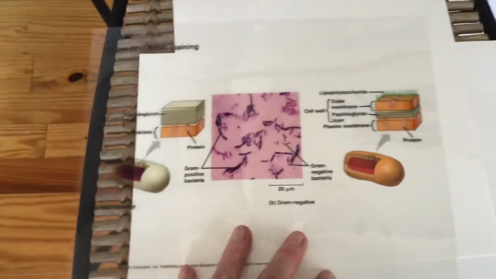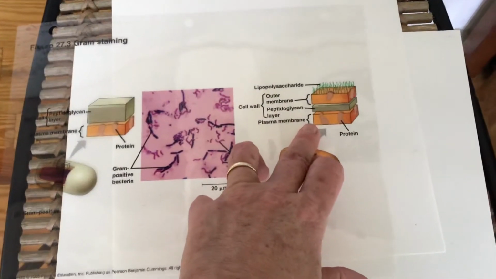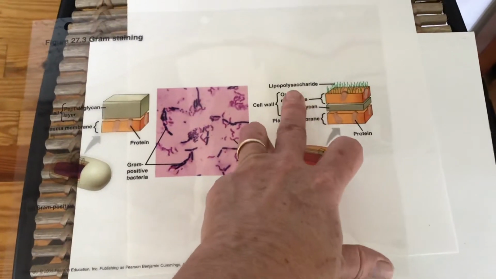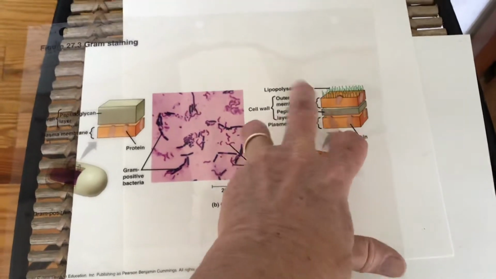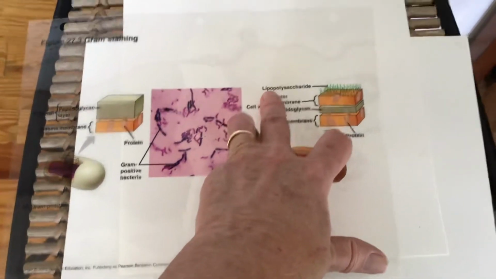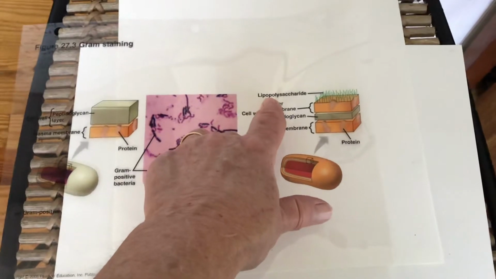Now the ones that are what we call gram-negative, they have also the peptidoglycan layer, but they also have a membrane or like a layer that is outside of that has lipopolysaccharides. Lipo means that it has a water repellent layer, in other words, lipids that are part of that.